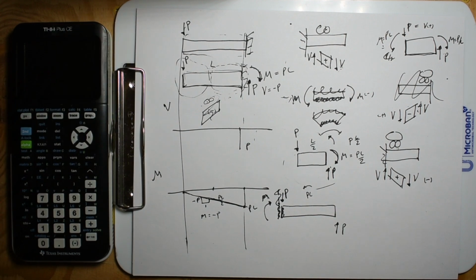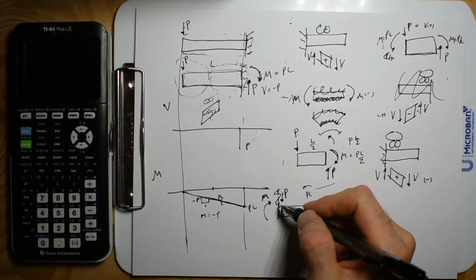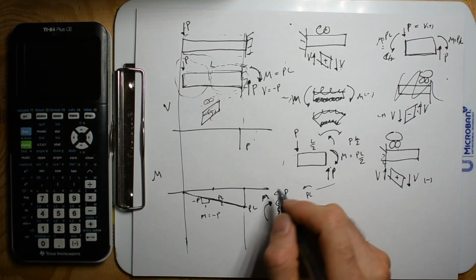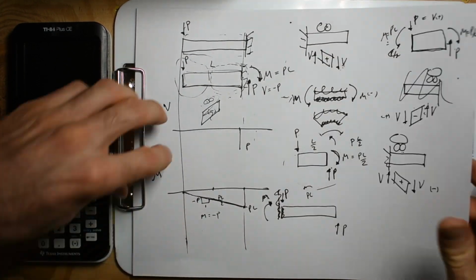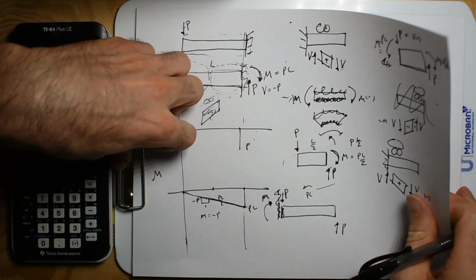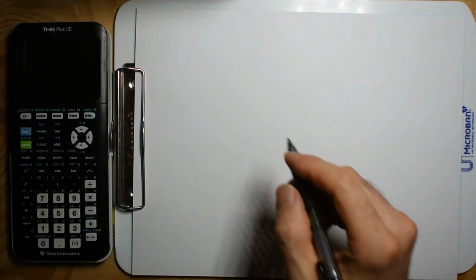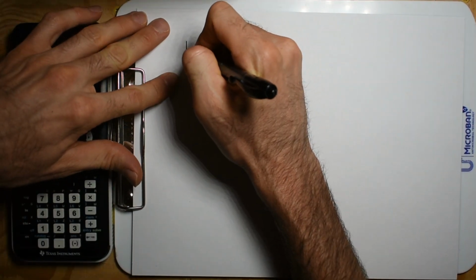Holy Toledo. So is one of the aspects of doing moment diagrams that you can't sum from both directions? I have to grab a new sheet of paper because we're going to solve this. Holy Toledo.